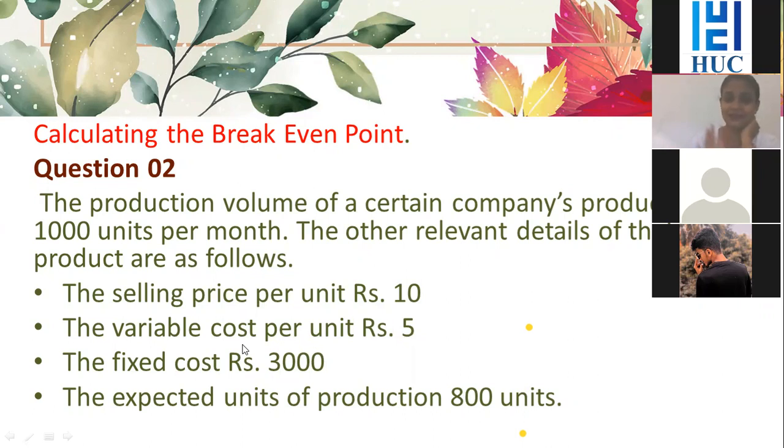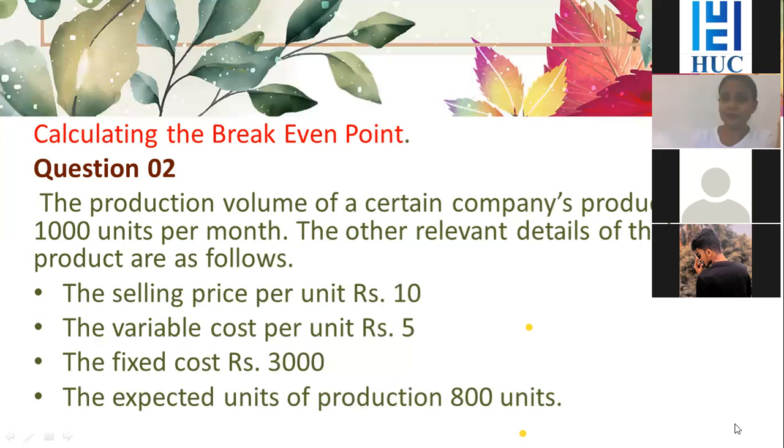Children, here this is total fixed cost, not per unit fixed cost. We don't find a per unit fixed cost. Normally we are talking about total fixed cost. It's 3,000. The expected units of production is 800 units. Here you can see there are two types of units, 1,000 and 800. Now what is the difference between these 1,000 units and 800 units?